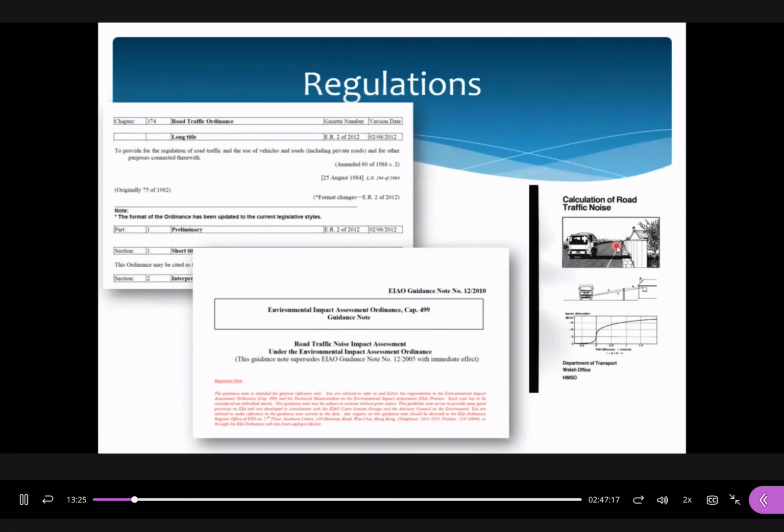There are different approaches around the world. This is the simple one and the common one we use. Even now in Hong Kong, we still use this one because it is simple. And if we want to predict and approximate figures for road traffic noise, it is a simple approach.